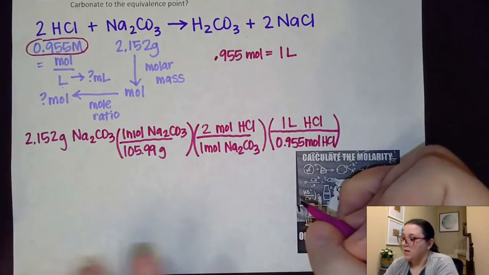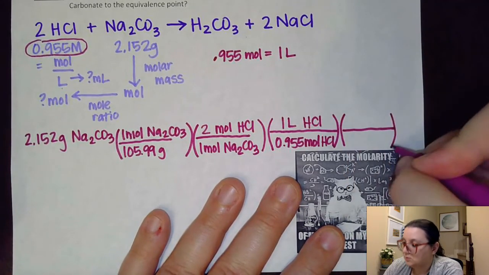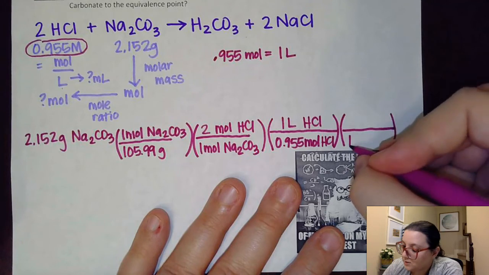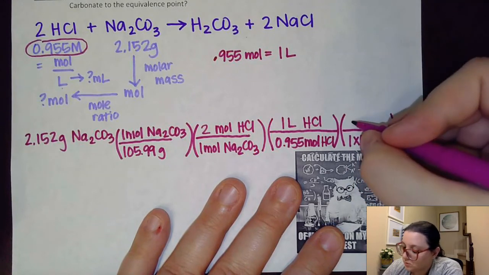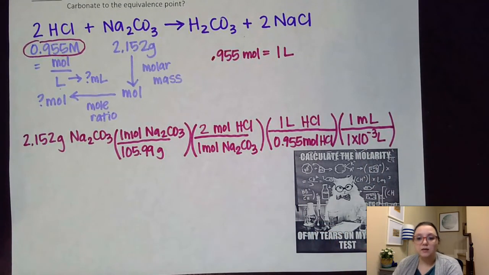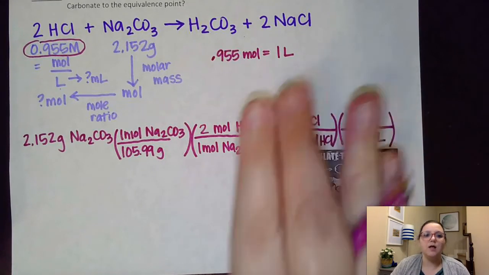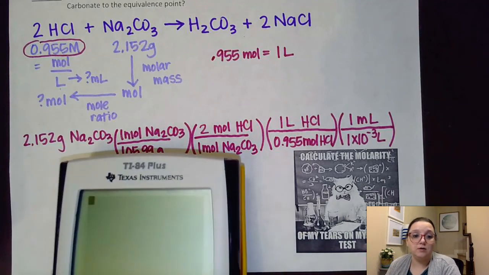Now I'm going to add a step on here to get my liters into milliliters. This would be a metric conversion: 1 times 10 to the -3 liters equals 1 milliliter. 1 goes with the prefix. Milli is 10 to the -3. And so now I could plug all this into my calculator. You can see instead of stopping back here and then solving a molarity problem, I'm connecting all the pieces together to save myself some time on the calculation.